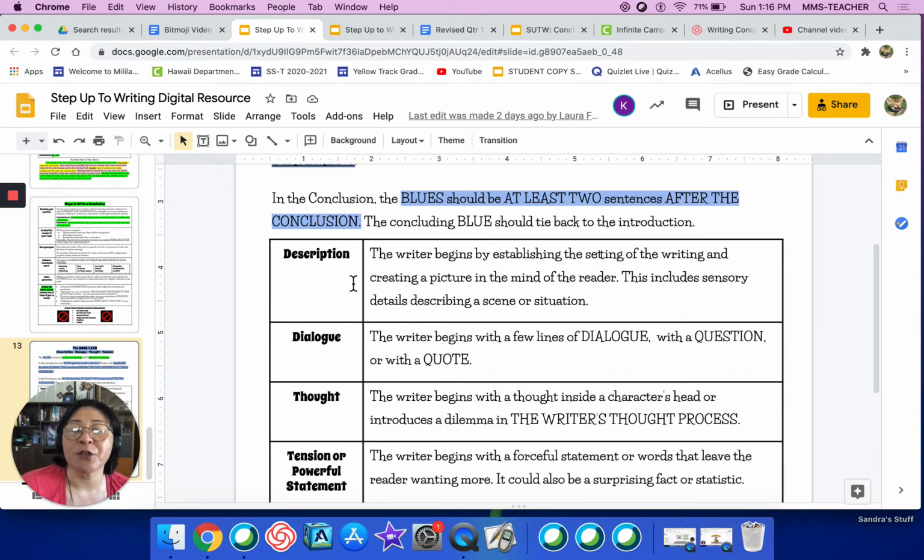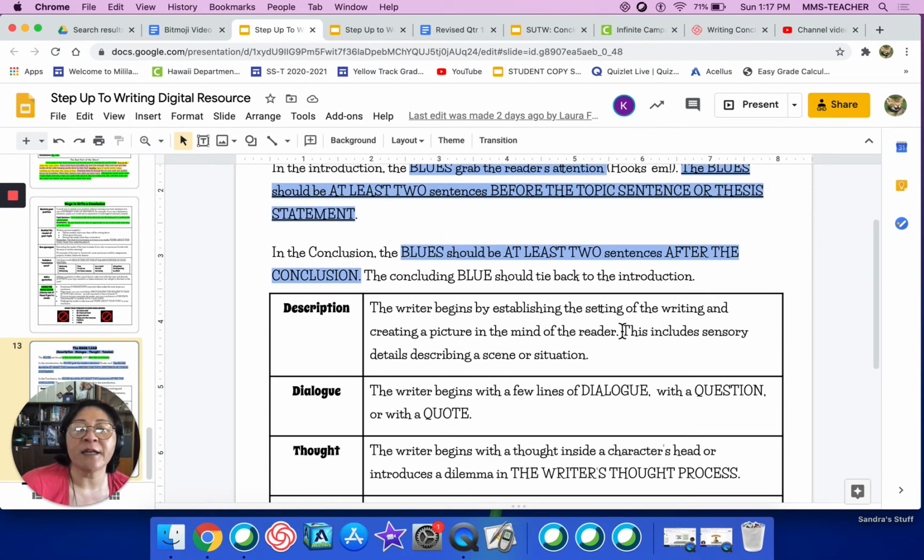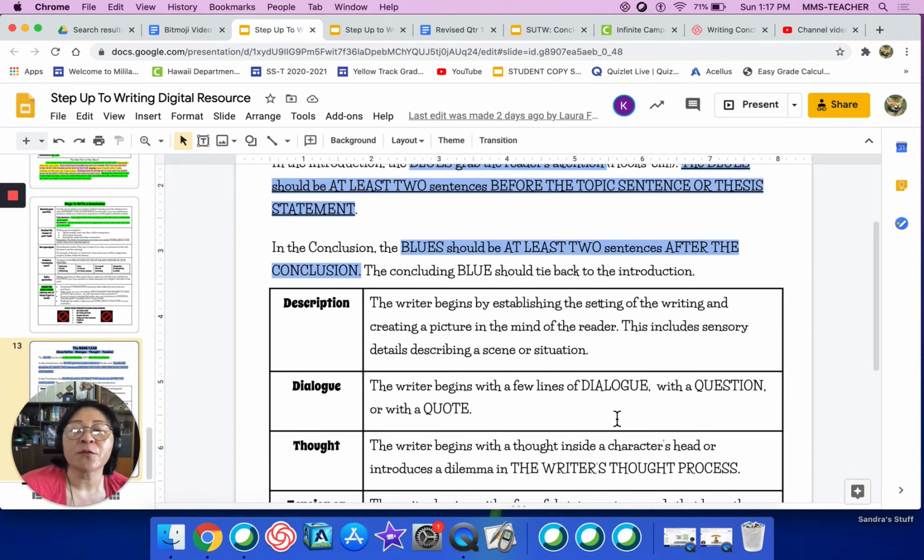So a description. The writer begins by establishing the setting of the writing and creating a picture in the mind of the reader. This includes sensory details describing a scene or situation. So your hook could be this setting, writing about the setting and setting up a scene or a situation in the reader's mind. The blue could also be dialogue. So the writer could begin with a few lines of dialogue. You could begin with a question, or you could begin with a quote.